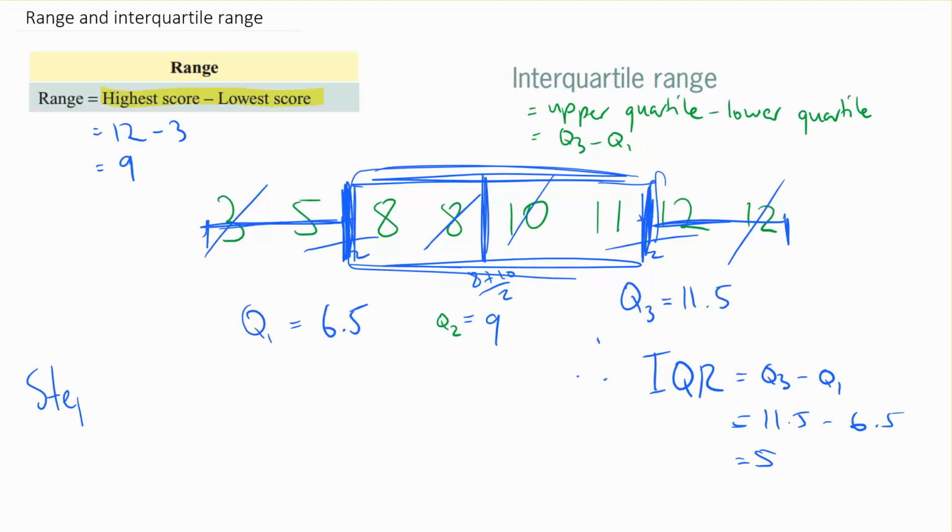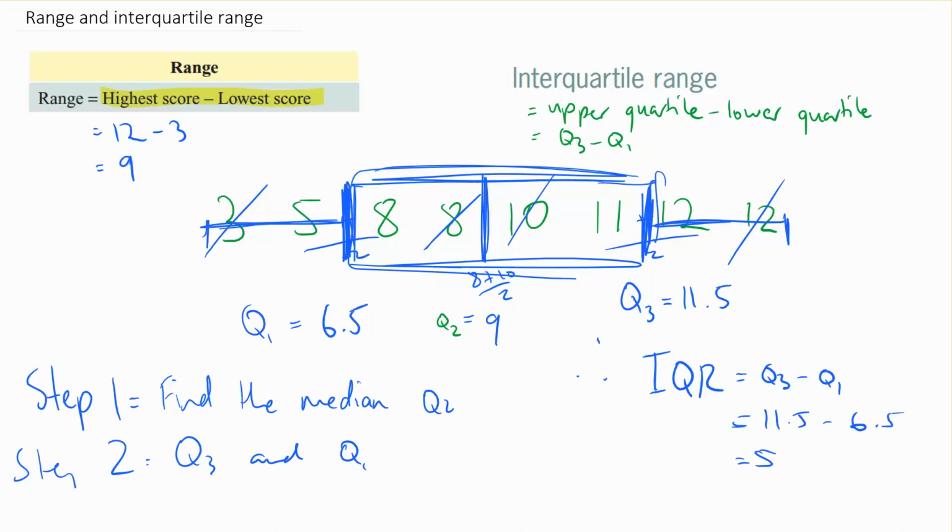So step 1 to find interquartile range is find the median, which was Q2. Step 2, find Q3 and Q1, okay? Doesn't matter what order you do it in. And then step 3, the last step is just Q3 minus Q1, and that is how you find your interquartile range.